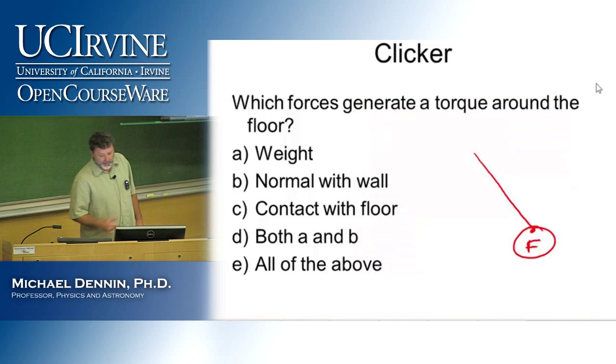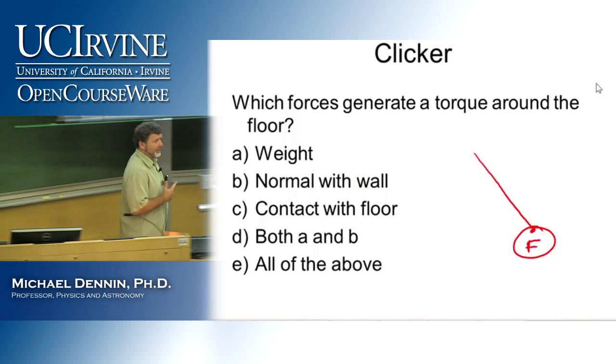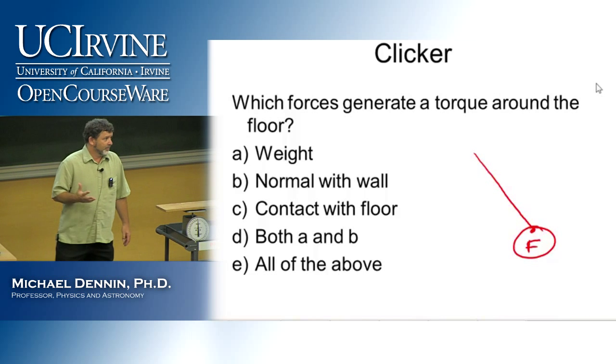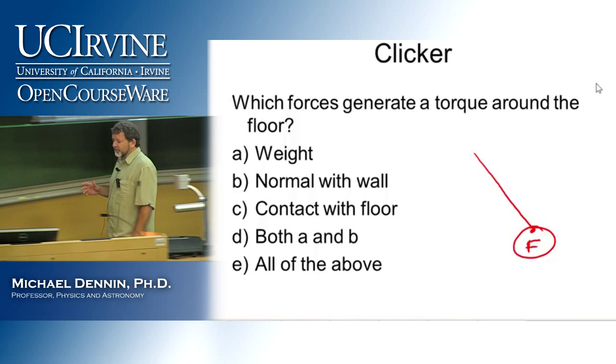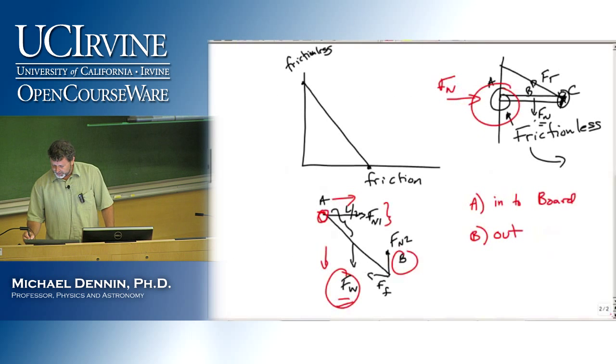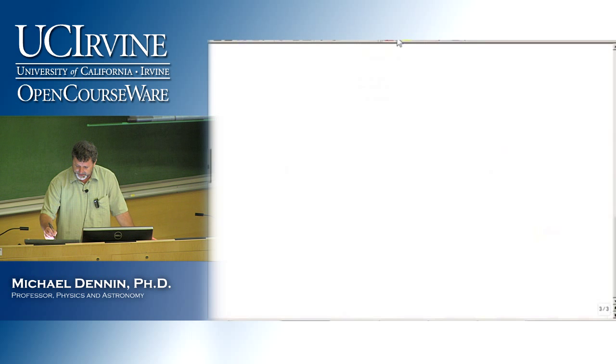Now, why is it not the contact with the floor? Why not C? Because R is 0, right? Now, this is the first example problem we've had. So let's look at this one in some detail.